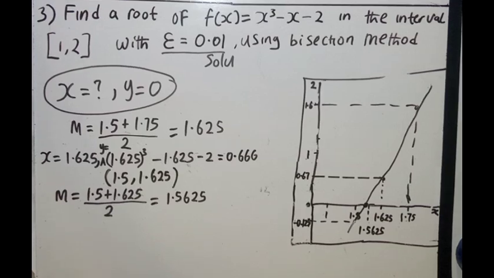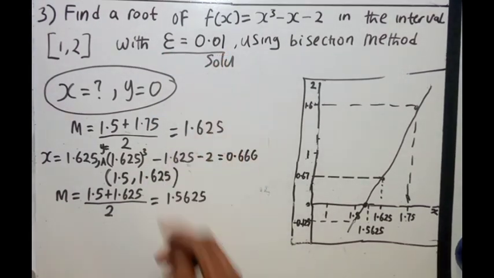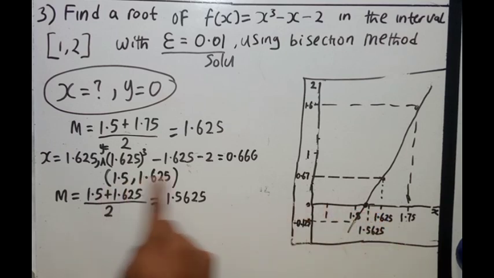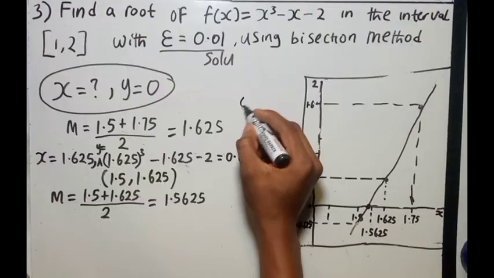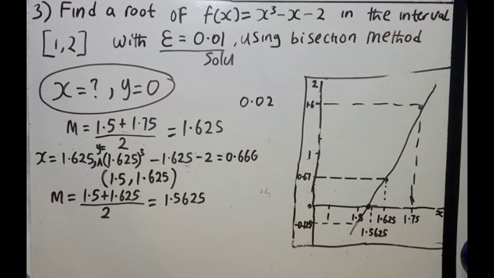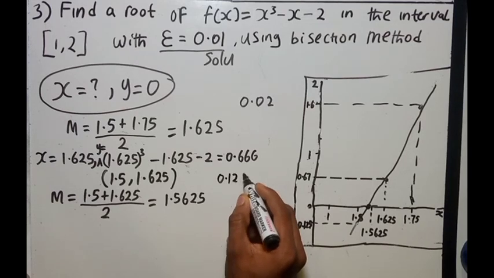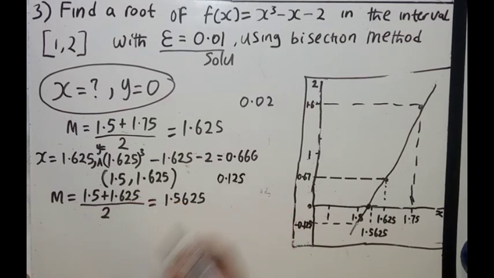Now we should also have our tolerance factor in mind. Remember, we want the difference between the interval to be 0.02. So looking at this interval, let's first of all check if we are close to our answer. The difference between that interval will be 1.625 minus 1.5. We'll be having that our difference is still far. Our difference is 0.125.